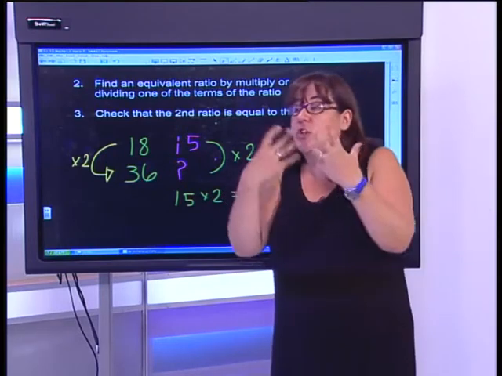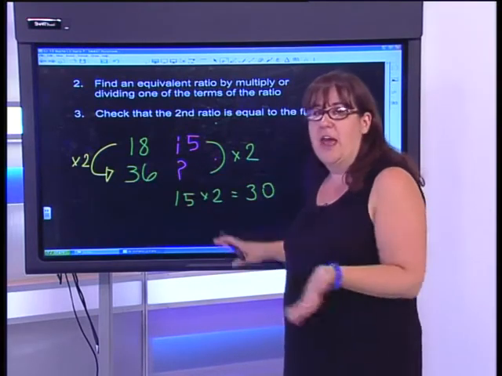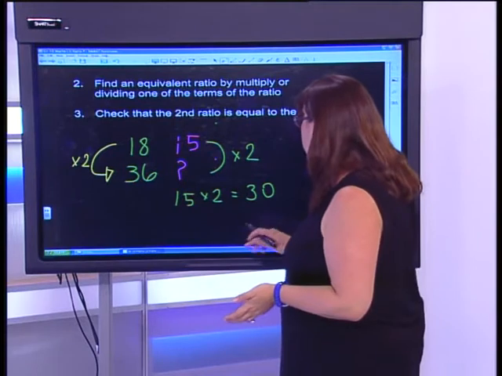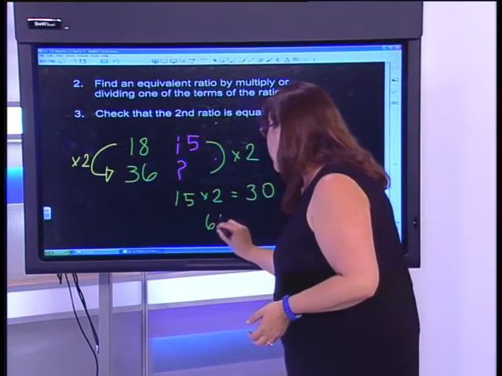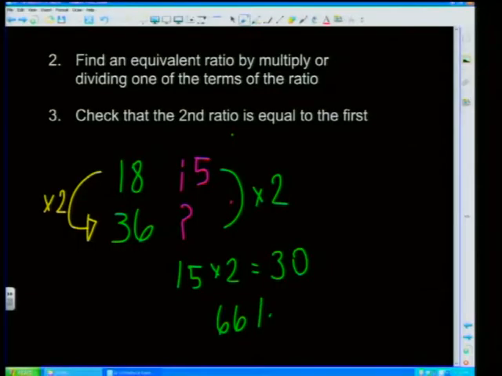Now, if they ask me for a total, what am I going to do? I'm going to add up the boys and the girls. So 36 plus 30, in total we've got 66 learners. 66 learners. That's a very big class.